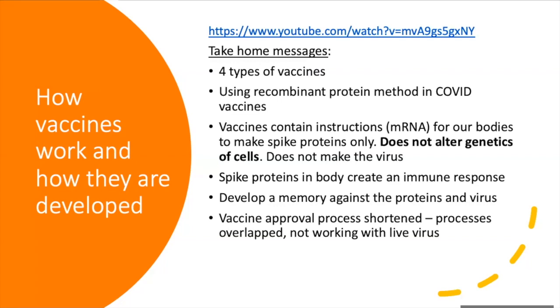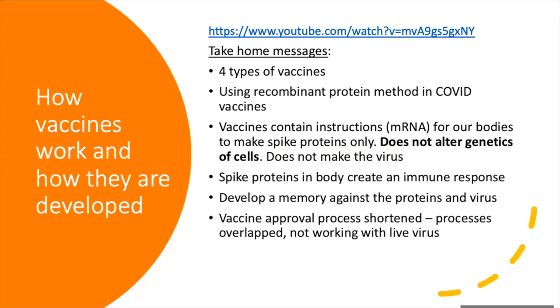So if we look at the take-home messages from that video, we know that there's four types of vaccines, and in the manufacturing of the COVID vaccines, we are using the fourth method, which is the recombinant protein method. So what it does is that the vaccine itself does not contain the virus. It contains the message or the instructions for our bodies to make the spike proteins that look like the virus.